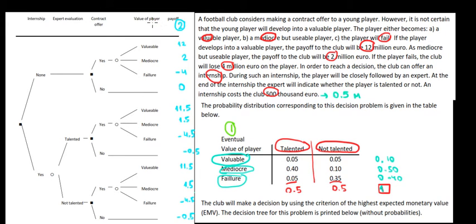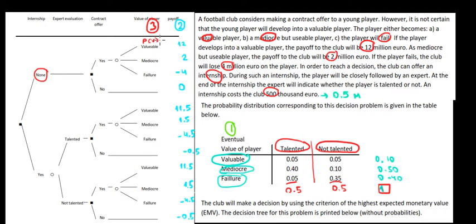So we're going to work with probabilities in this video, and we're going to do so for the case where we have a valuable, mediocre, or a failure player, given that we have no information. So we're working with the case when we do not test the player in the internship and we want to know what is the expected value. Because we are not testing the player in the internship, all we know is the probability of having a valuable player. We don't have a condition, so we just have the probability of having a valuable player.